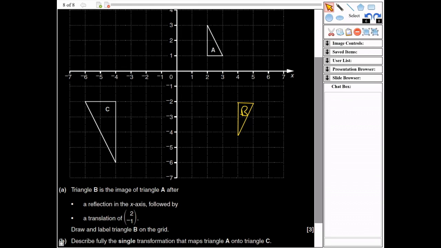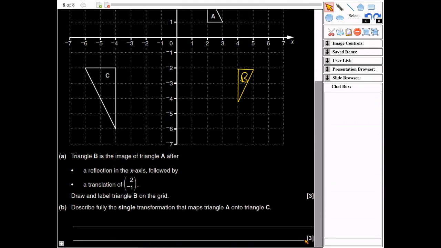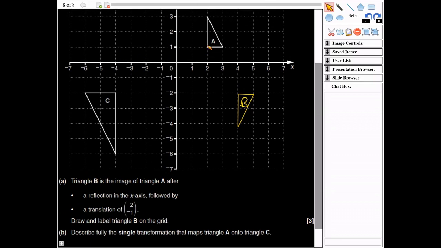So there it is. Then it says, describe fully the single transformation that maps triangle A onto triangle C. And we've got 3 marks for that, so we're going to have to explain things carefully. The first thing to do is to look at the 2 triangles, and we can see that they're oriented differently. This one is rotated around, so we might think that it's a rotation, but we need to also notice that they're different sizes. Triangle C is bigger than triangle A, so therefore it has to be an enlargement. The only way you can change the size is with an enlargement. So what we're going to need to do is join up the equivalent points on the triangle, so we can work out where the centre of enlargement is, and then use that to help us work out the scale factor as well.